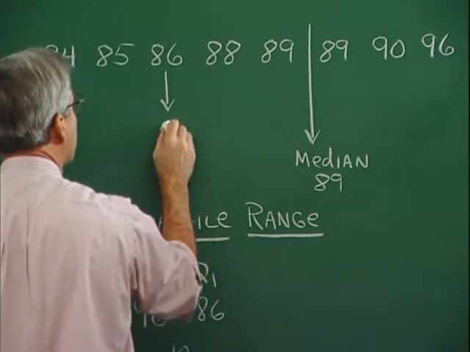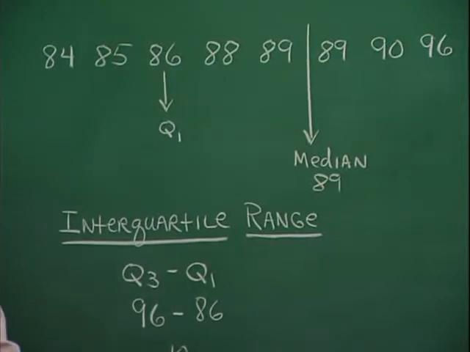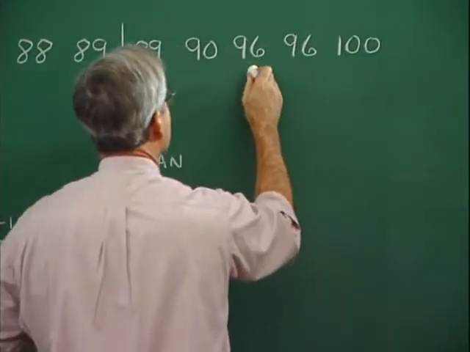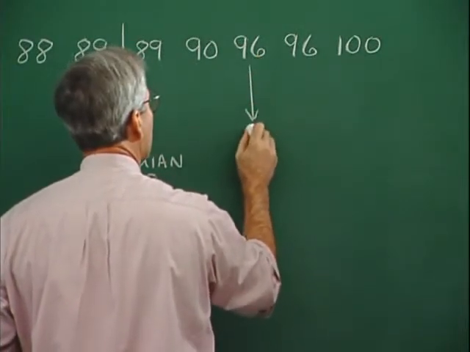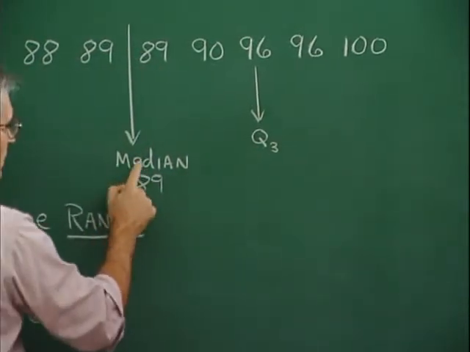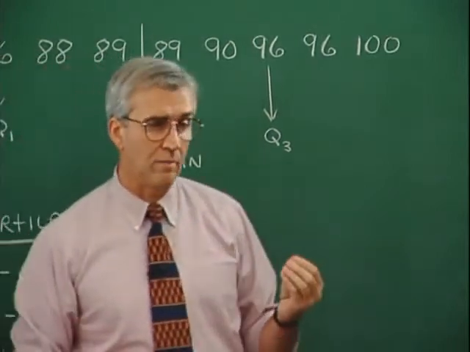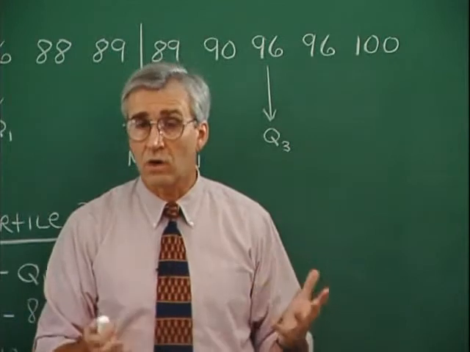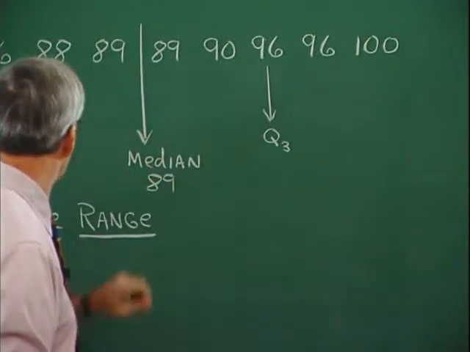So this would be the first quartile number, 86. And on the other side, same idea. We have 5 numbers. The one right in the middle is 96, and this then would be the third quartile number. Now this median, if we're talking about the median, we don't talk about it as the second quartile. It is the second quartile, but we don't talk about it that way generally. We just say that it is the median.